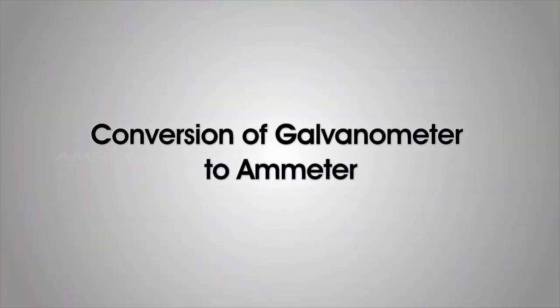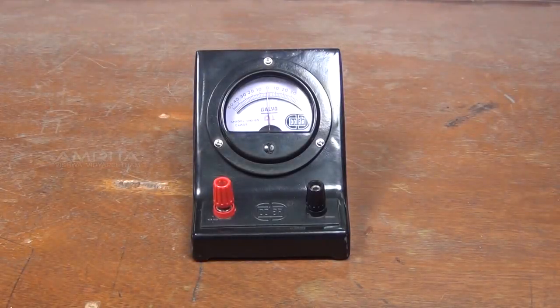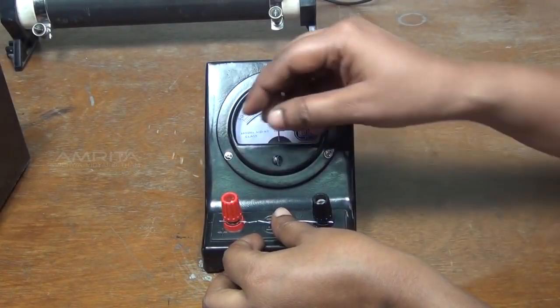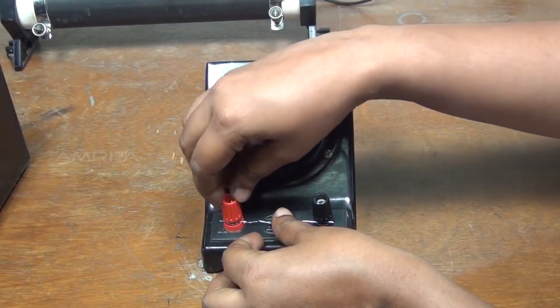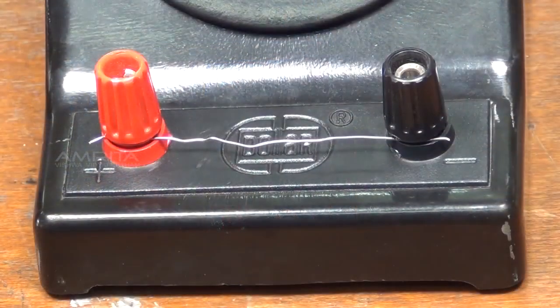Conversion of galvanometer to ammeter. The galvanometer is an instrument used for detecting electric current. A galvanometer can be converted into an ammeter for measuring larger current by connecting a low resistance called shunt resistance in parallel to the galvanometer.